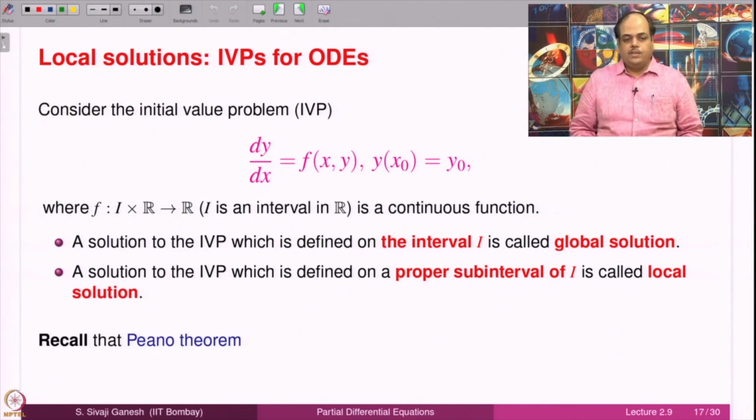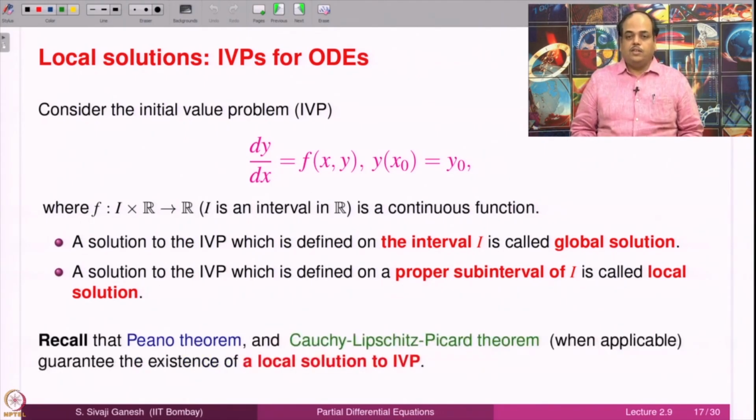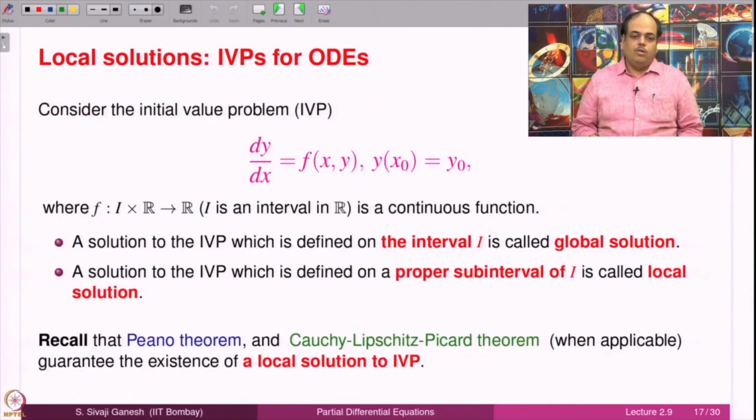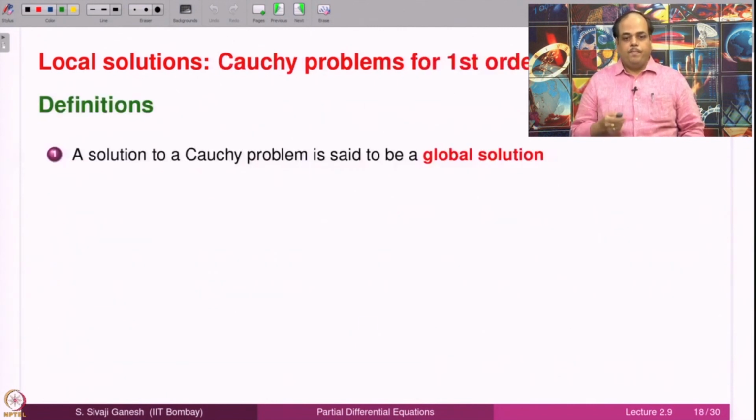Now, recall that Peano's theorem and the Cauchy-Lipschitz-Picard theorem, whenever applicable, always guarantee the existence of a local solution to the IVP. They do not talk about global existence. There are other theorems about global existence, and there is a full understanding of what happens if a local solution can be extended to make it a global solution. If you fail somewhere, what are the precise reasons why you cannot extend it to a global solution? That is very much understood for initial value problems for ODEs, but that is not the case, in my opinion, for partial differential equations. I have not come across such results.